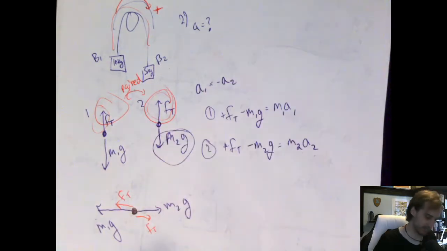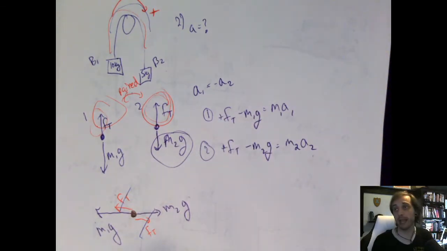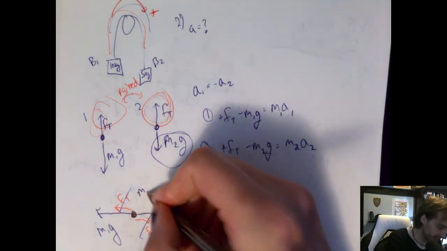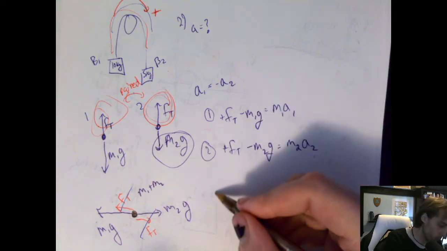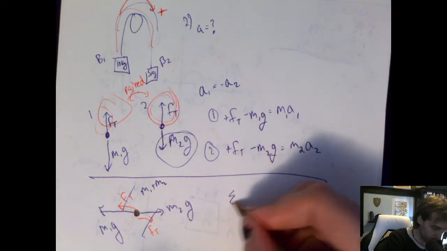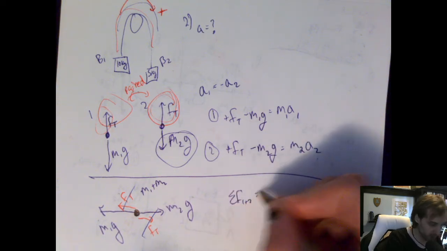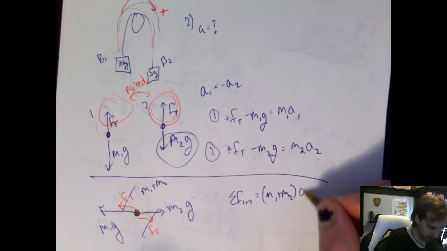So what's nice about that is that those two forces of tension cancel out because they're a pair and they're going opposite directions when we think of it like this. Which is really nice because if I set up my equation for my combined system of mass 1 plus mass 2, what we'll get is something that looks like this. Our net force of 1 and 2 needs to equal the mass of 1 plus the mass of 2 times acceleration.